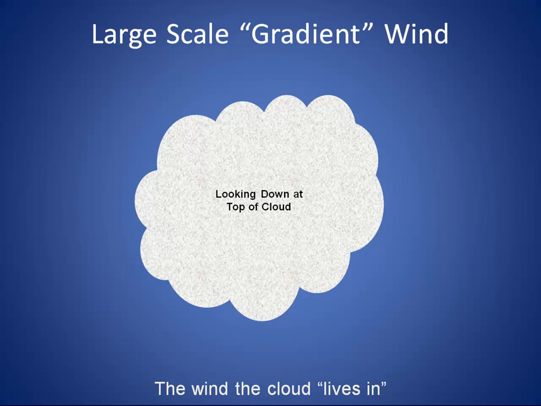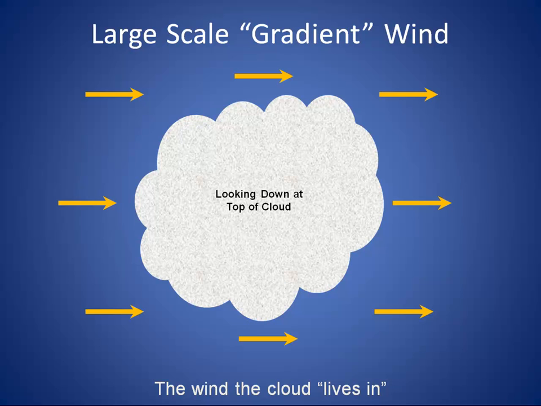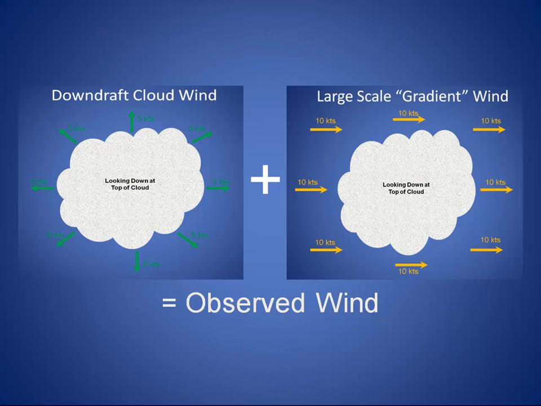Now, as we've discussed in the updraft cloud lesson, there's always a large-scale wind called the gradient wind caused by high and low pressure centers. And this cloud exists in this wind. And for this example, I'm going to assign a value of 10 knots to this large-scale gradient wind.